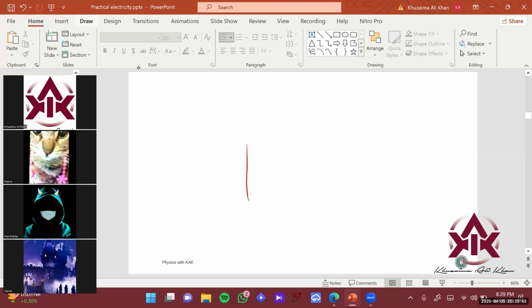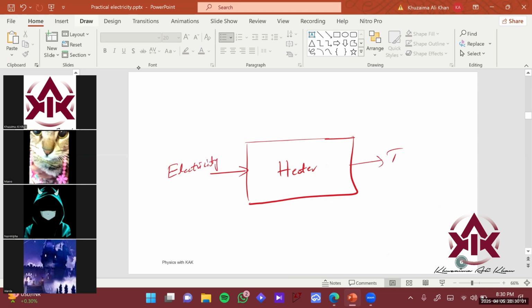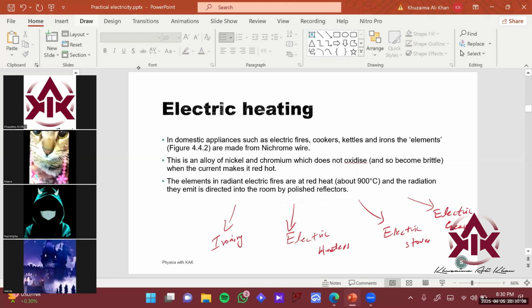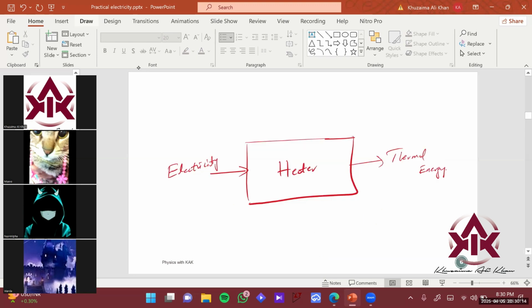So we have a black box. This is the heater. You can combine all of the heaters together into one heater. You are supplying electricity to it, and as an output you are getting thermal energy. That is the heat energy that is used to iron your clothes, make the room warmer, cook your food, or warm up your water.